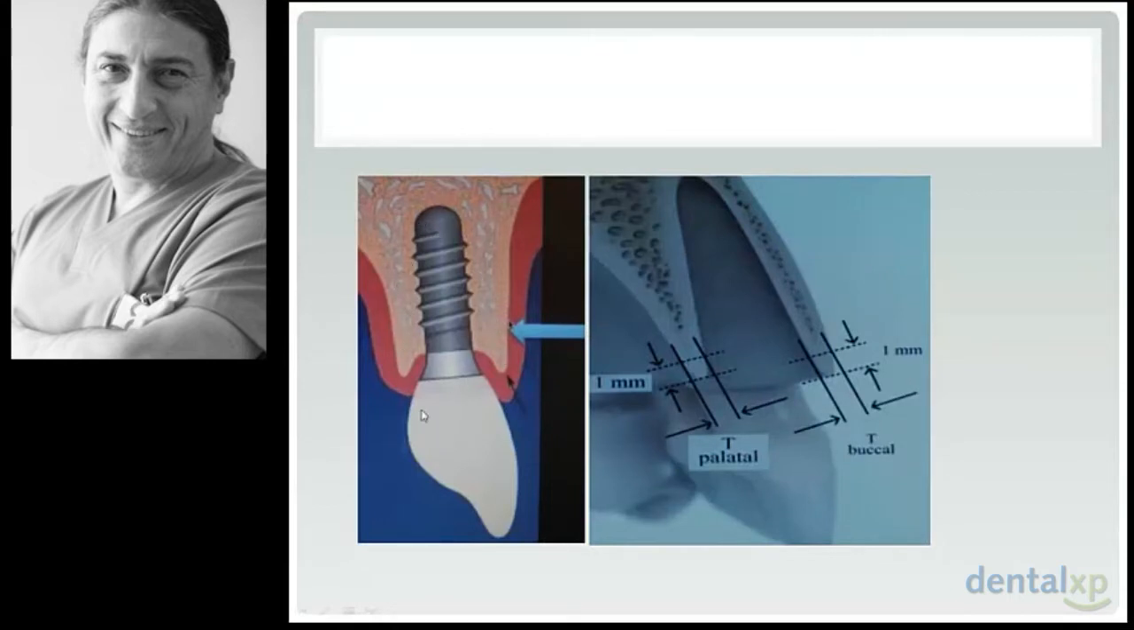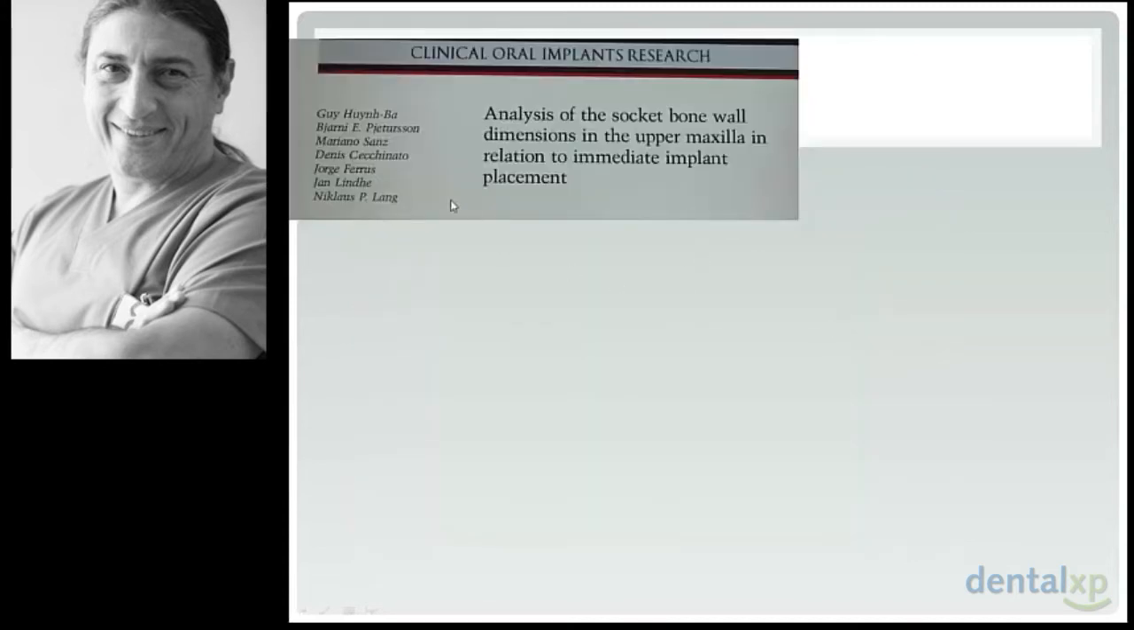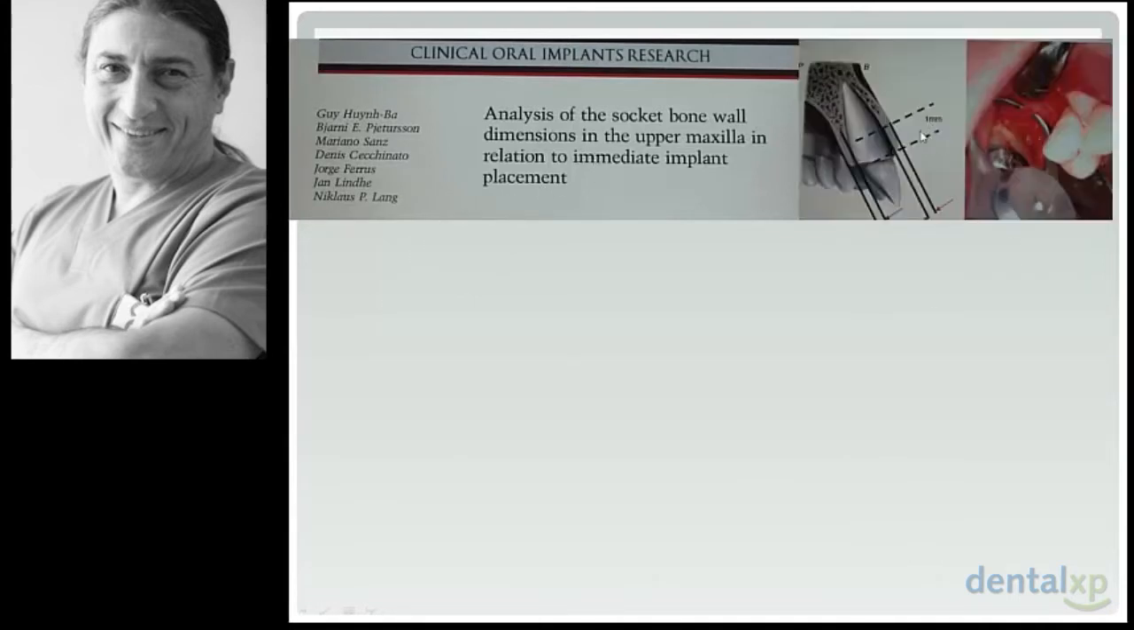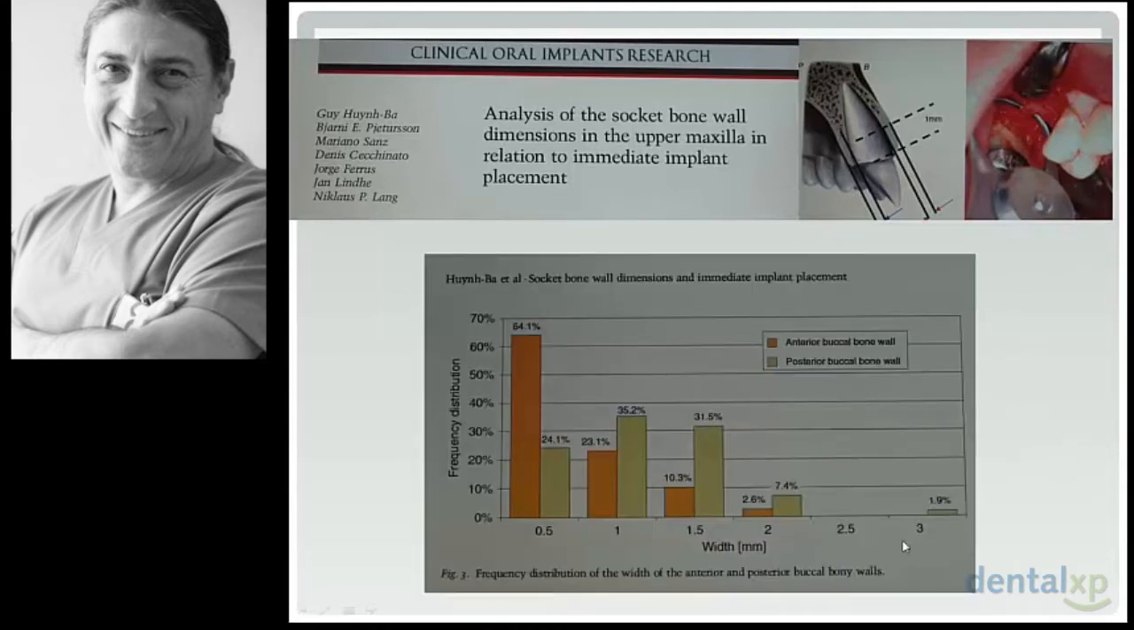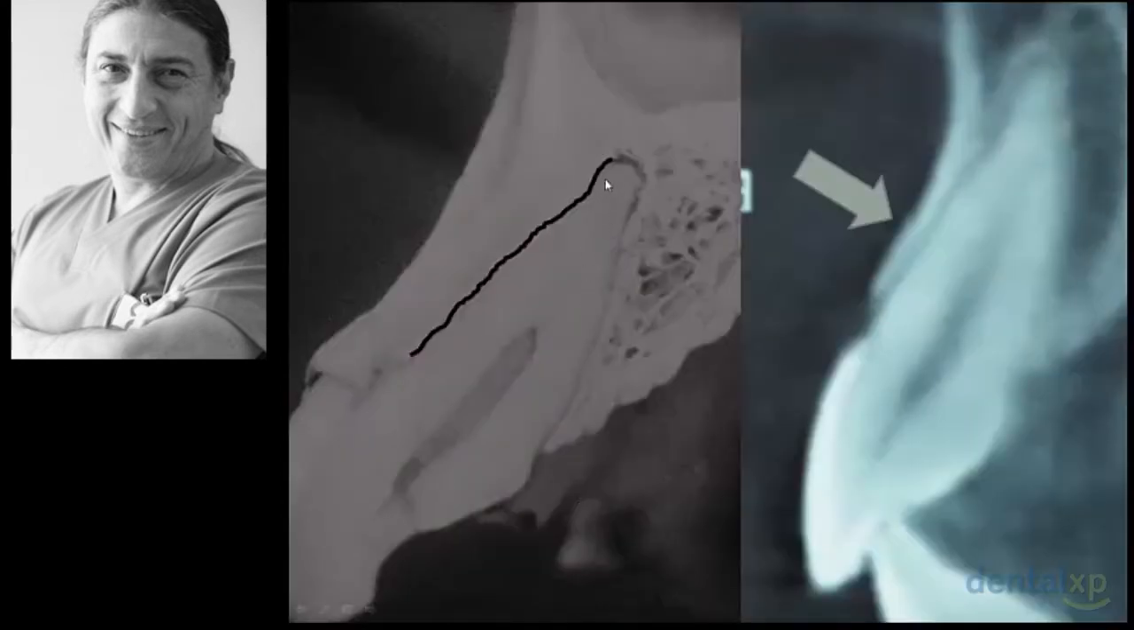This scheme, this drawing, is not real. We are accustomed to things like this, but in reality, which is the measure of the buccal bone? We know about this article of Mariano Sanz and many authors that measured the buccal bone in human beings, and they realized that almost 80 to 90% is less than 1 millimeter thick. So we are talking about this lamina and how to preserve it when we do our implants.